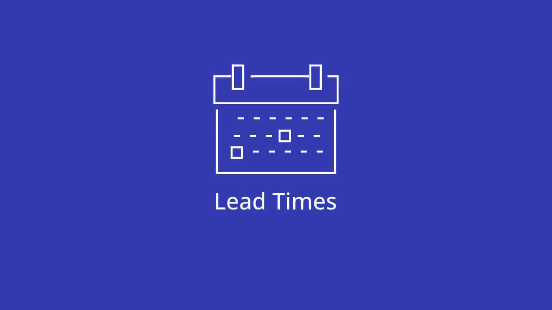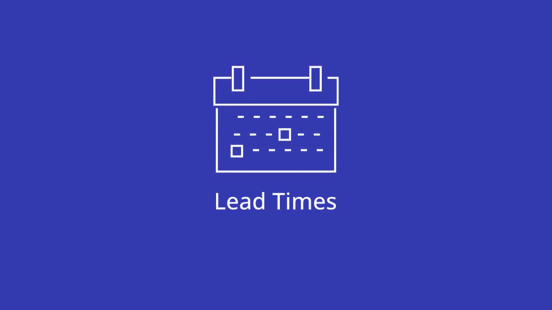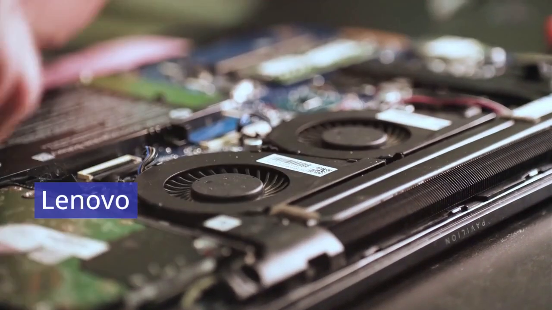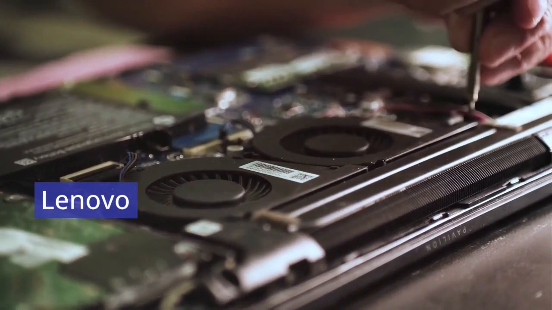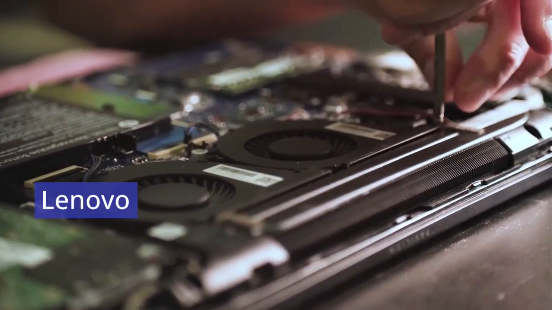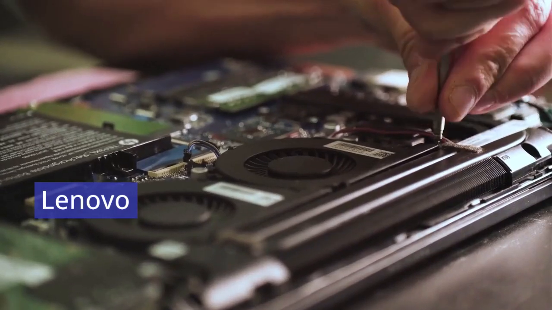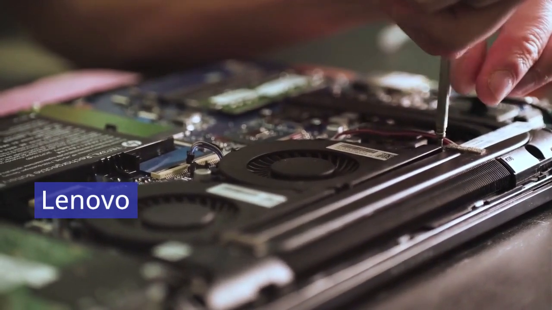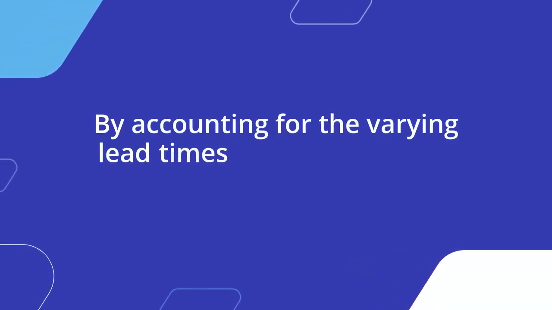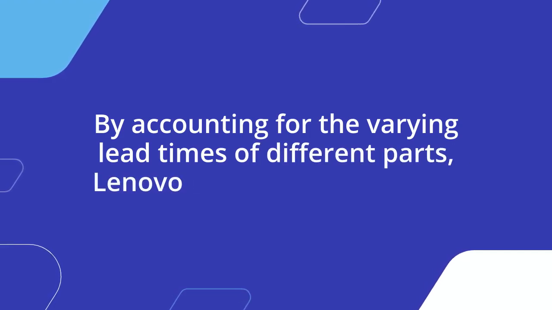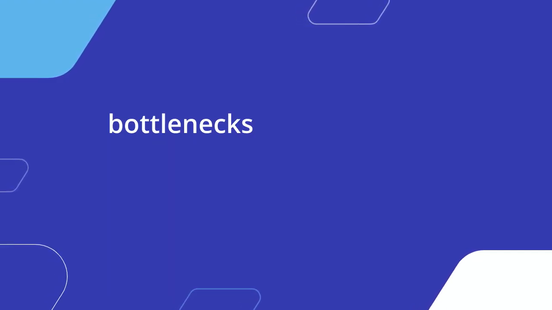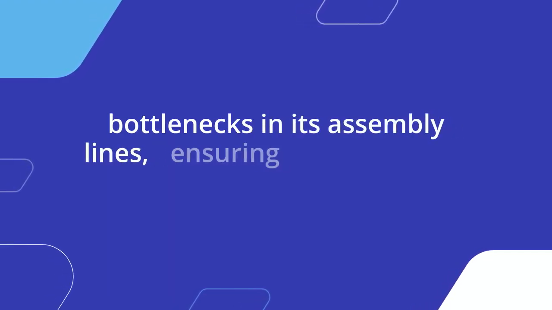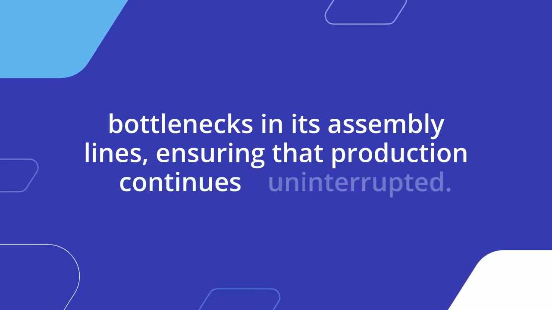Lead times, the time it takes for materials to be delivered once ordered, are another critical consideration in MRP. Lenovo, a major producer of computers, factors in lead times for components such as hard drives and processors when planning its production schedules. By accounting for the varying lead times of different parts, Lenovo can reduce the risk of bottlenecks in its assembly lines, ensuring that production continues uninterrupted.